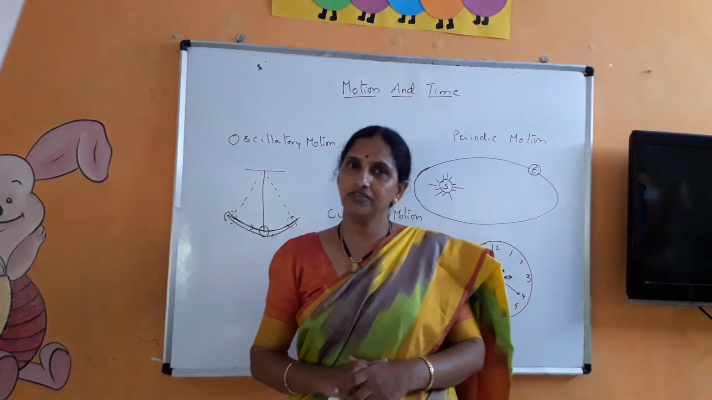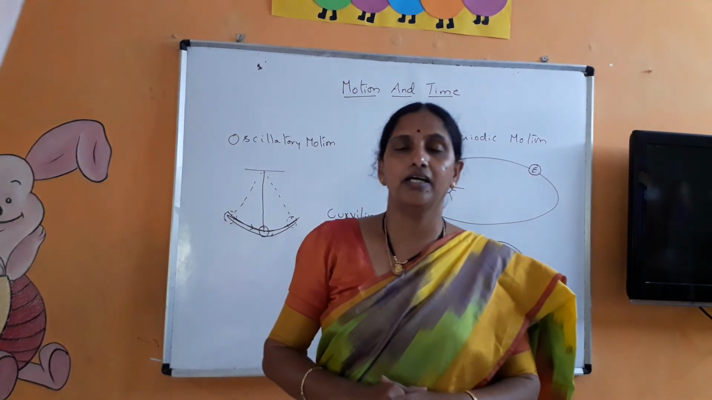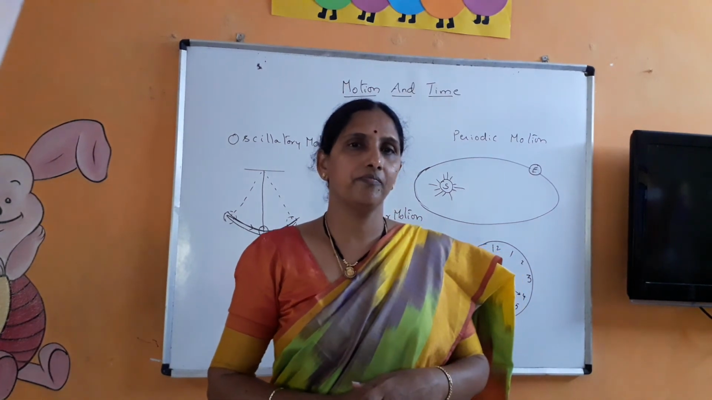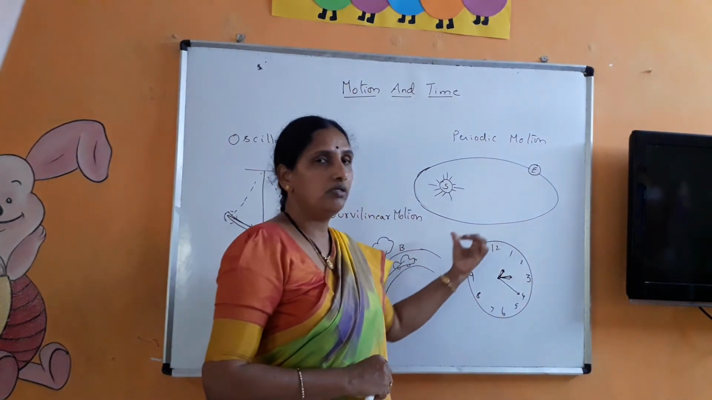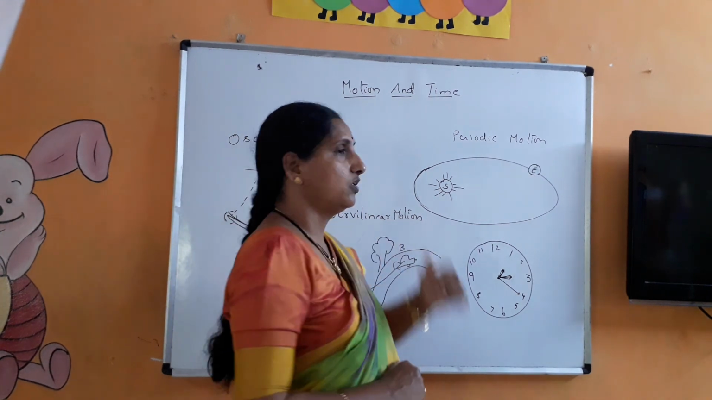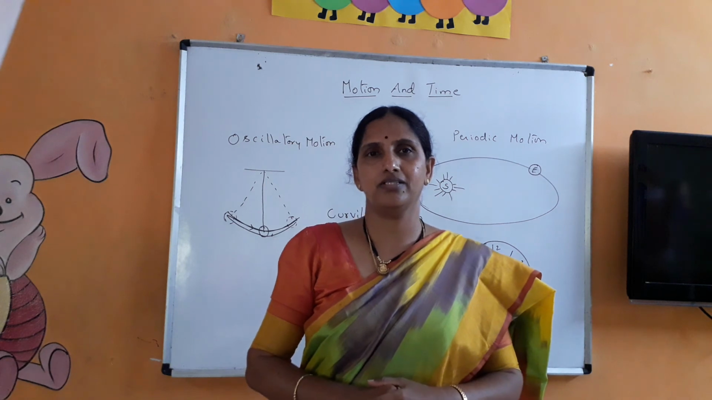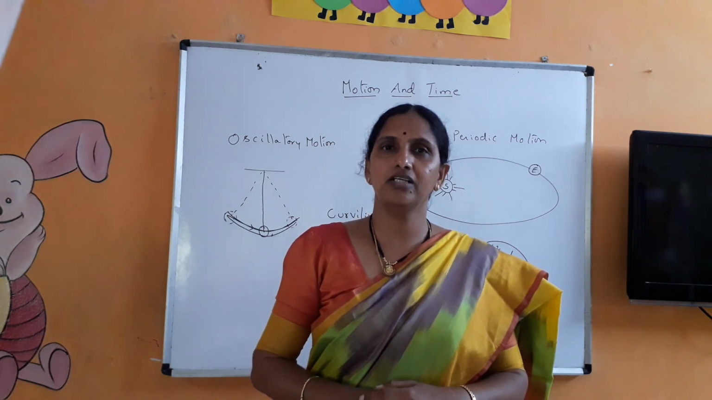Now, is everything clear? Yes. Now it's your job to give me 2 examples each of curvilinear motion, periodic motion and oscillatory motion. 3 twos are 6 examples. I'll be waiting for your answers.